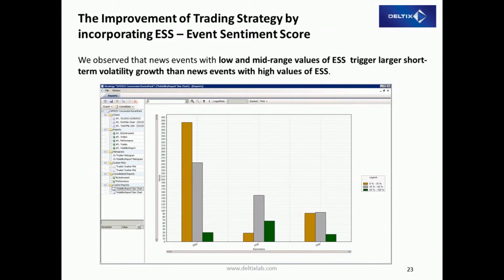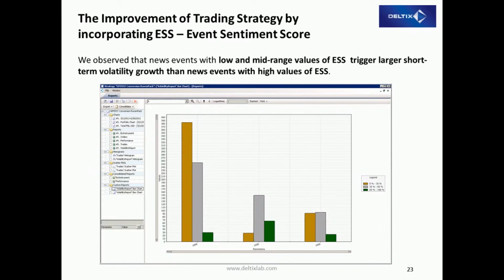So we decided to see if we can enhance the strategy by using only one factor from RavenPack called ESS, which you heard about today, the event sentiment score. We analyzed the speed with which the variance ratio changes. So we created a second measure. We asked whether, depending on ESS, the variance ratio would change more dramatically or not.